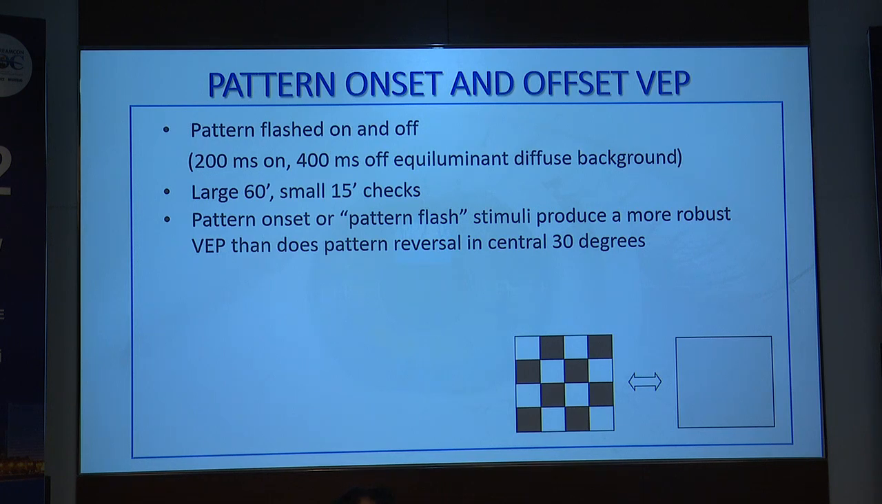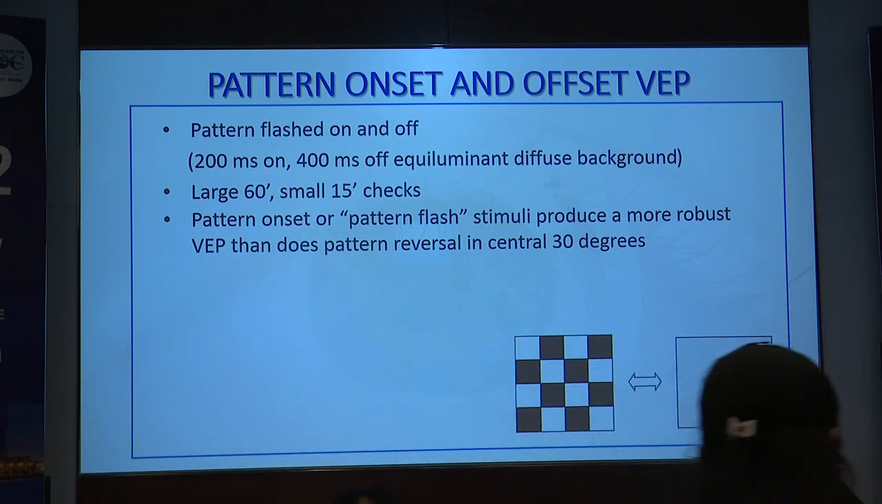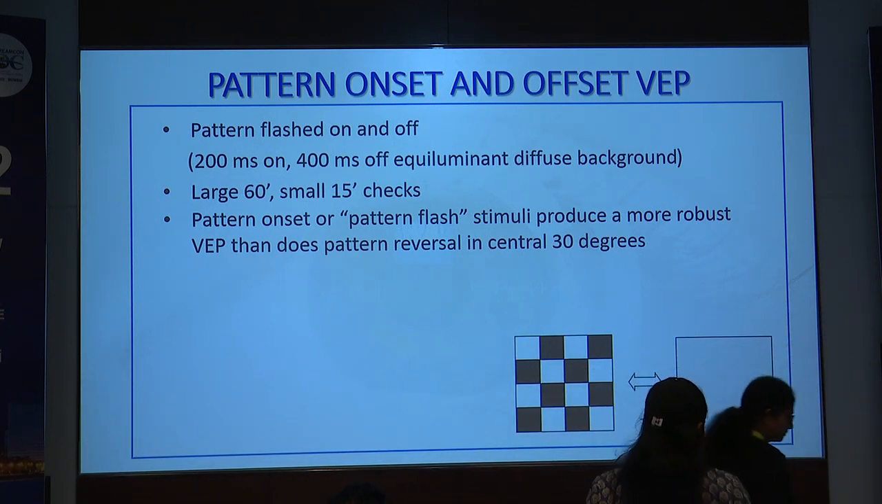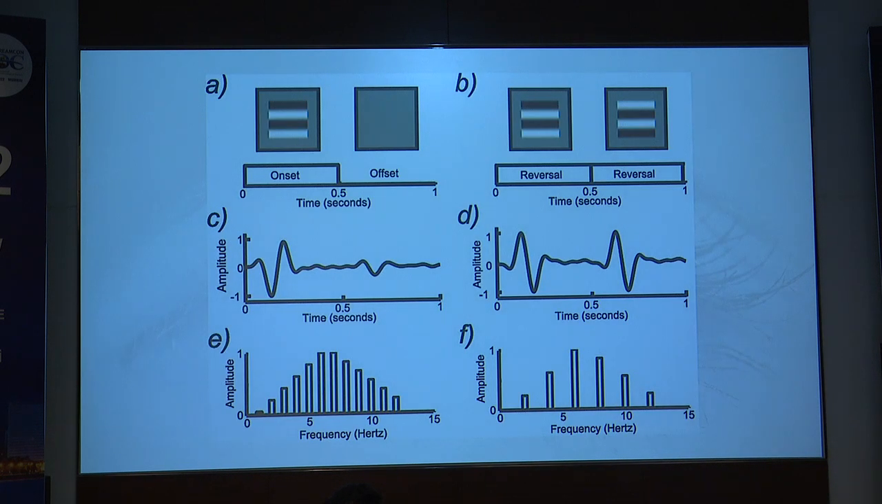Coming to pattern onset and offset VEP, here the pattern is flashed on and then off. So 200 milliseconds it's on, followed by 400 milliseconds of off equiluminant diffuse background. Here also we will have two check sizes. The pattern onset or pattern flash stimuli produces a more robust VEP than does pattern reversal in the central 30 degrees. And this is the comparison between pattern onset offset and pattern reversal. Here, first it is on, and then there's an offset, and in reversal, the checkerboard pattern changes from black to white or white to black.